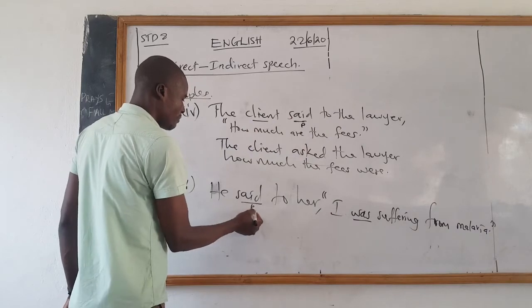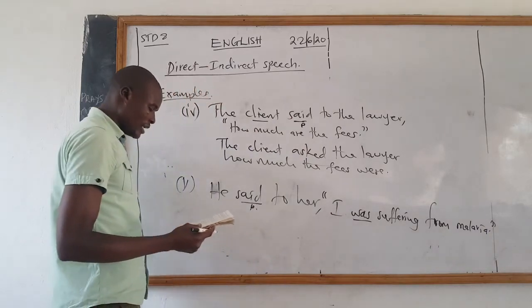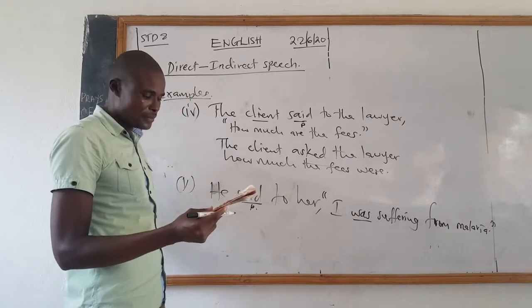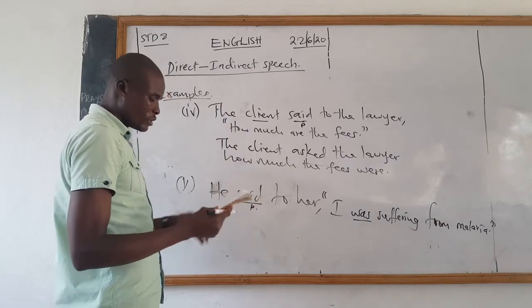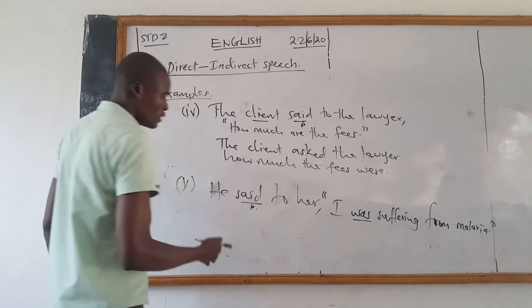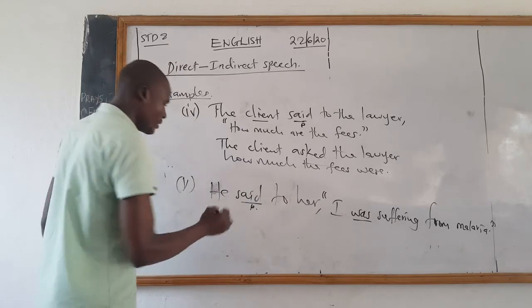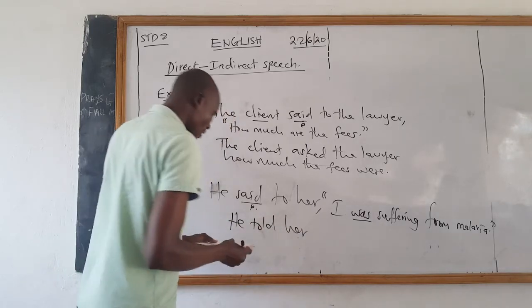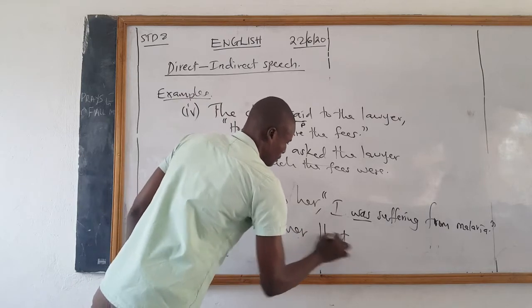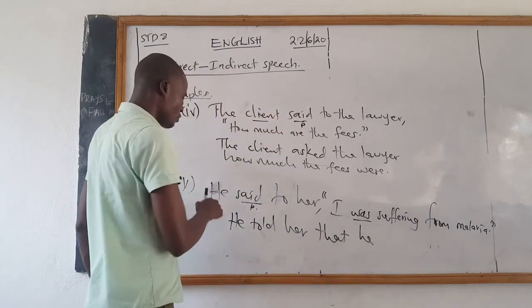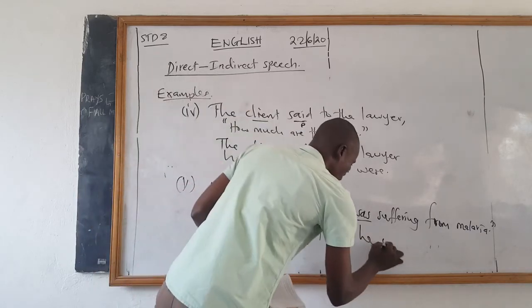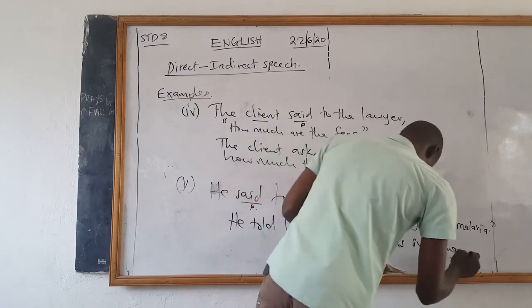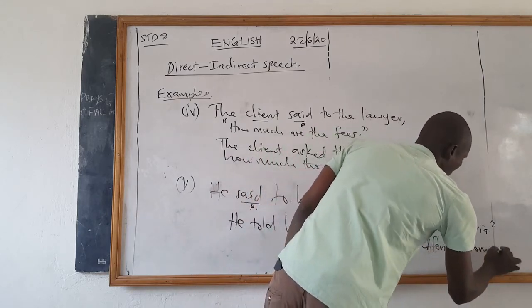And then he said, this one is the past tense. So it gives us a hint that you're supposed to say that he told her that he was suffering. This "her" is because we don't know the person, that's why you're using that pronoun her. So he told her in the past, "told" is in the past, he told her that he was suffering from malaria.